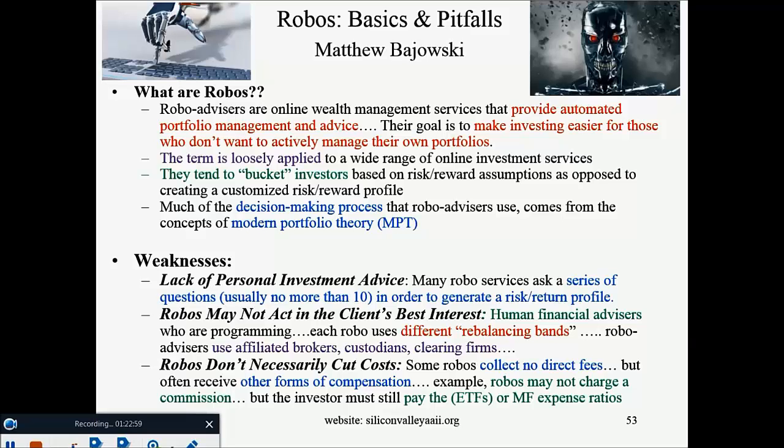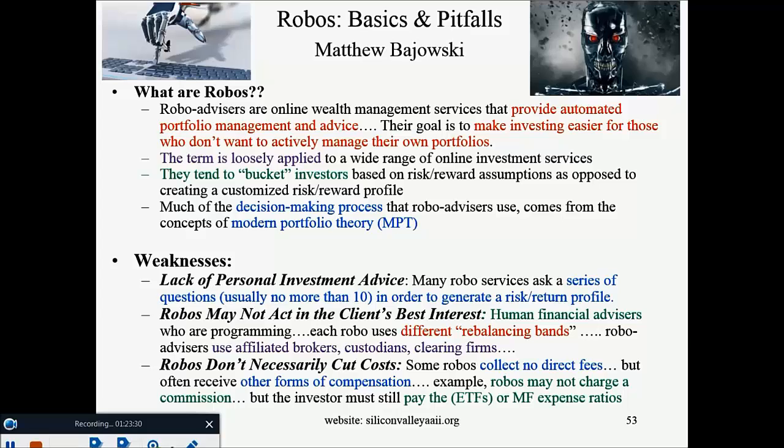Last point in terms of what robos are, decision-making process. How do robos make a decision of what asset classes you should be in? It's basically MPT, modern portfolio theory, all the things that Fred talked about in the last couple of talks. That's what robos do. Now, weaknesses.